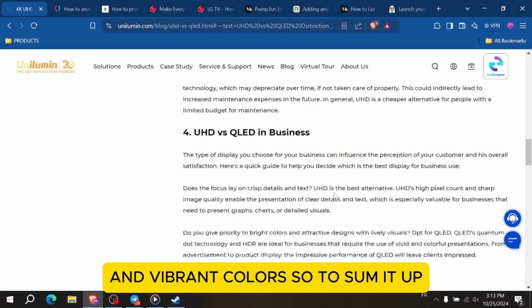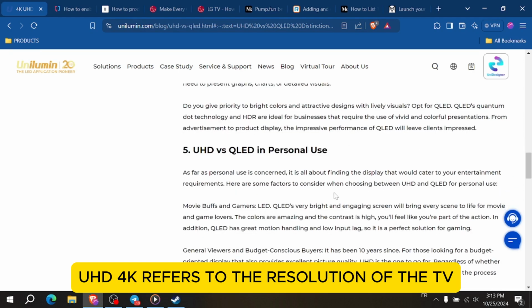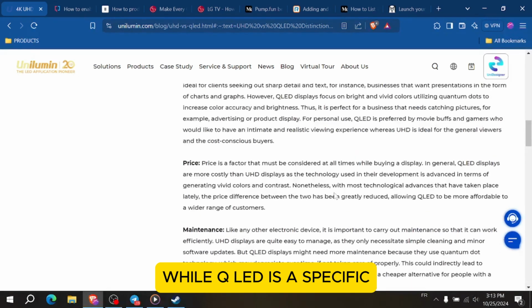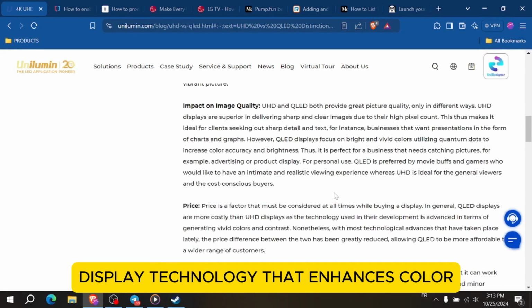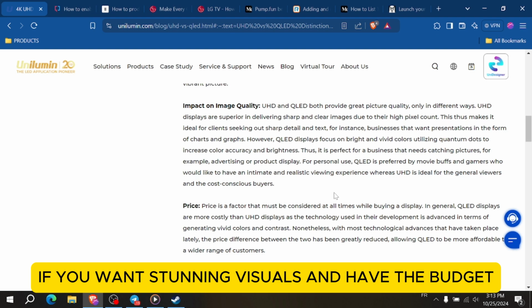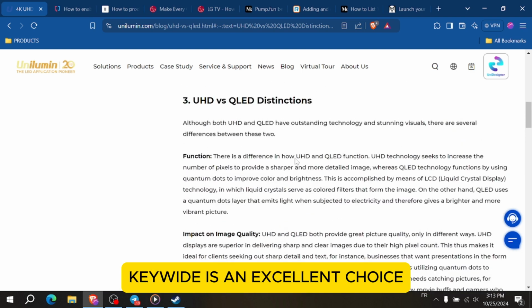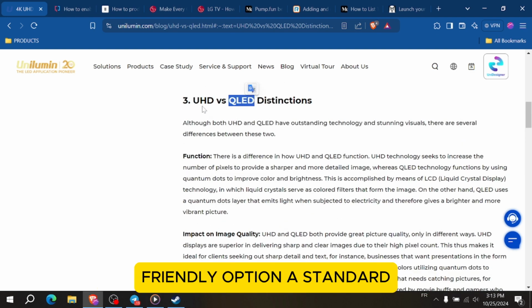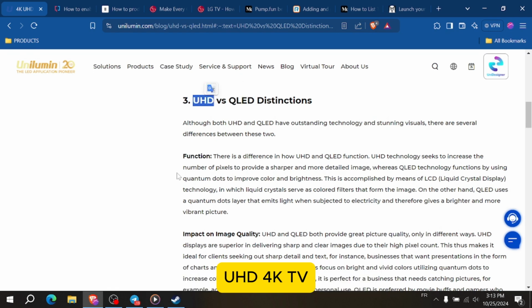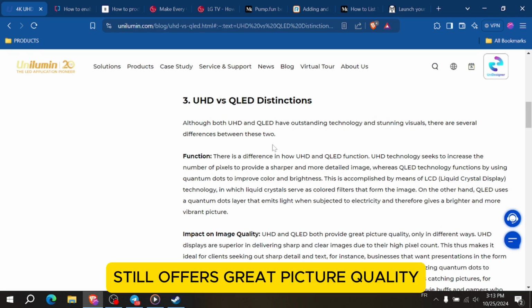So to sum it up, UHD 4K refers to the resolution of the TV, while QLED is a specific display technology that enhances color and brightness. If you want stunning visuals and have the budget, QLED is an excellent choice. If you're looking for a more budget-friendly option, a standard UHD 4K TV still offers great picture quality.